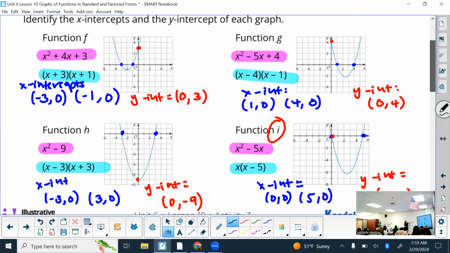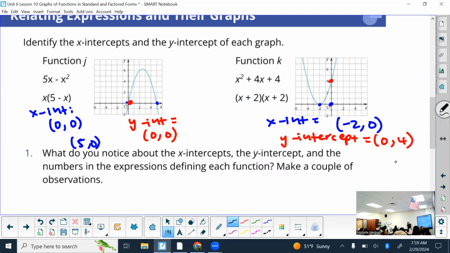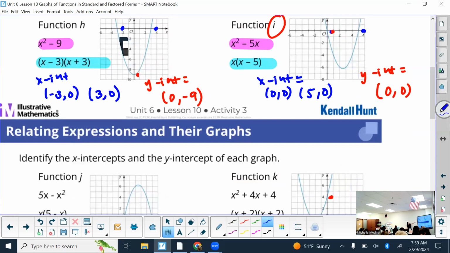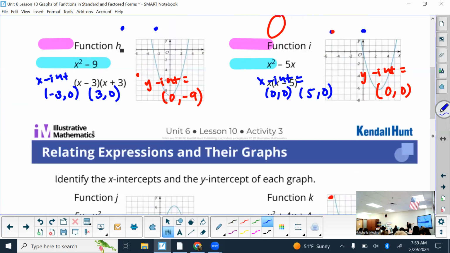But the blue, what I highlighted in blue for function f, our x-intercepts were -3 and -1. Where do we see them in this equation? The second number, although this one is positive and the other is negative. But you're right, there is a trend there.